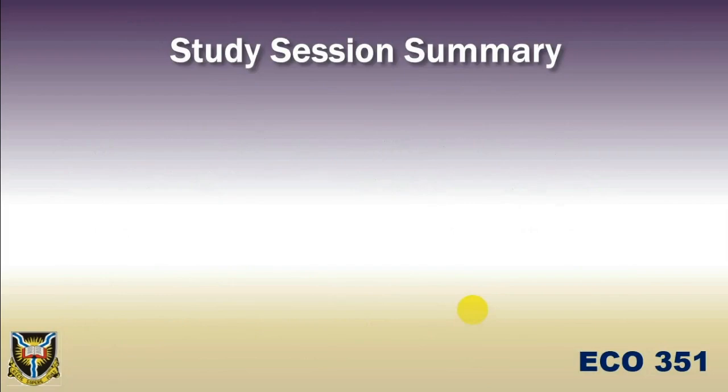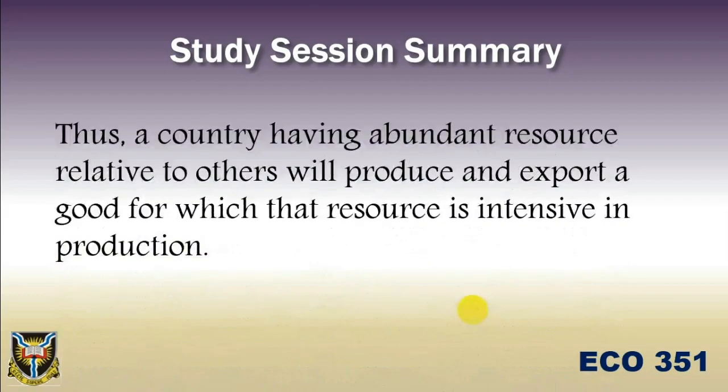Thus, a country having abundant resource relative to others will produce and export a good for which that resource is intensive in production. During trade, relative price converges, and as a result, income of owners of abundant factors gain, while owners of scarce factor experience low income. Overall, trade benefits both partners.